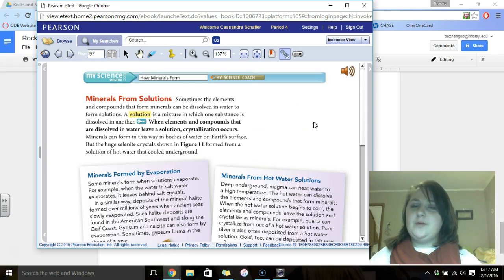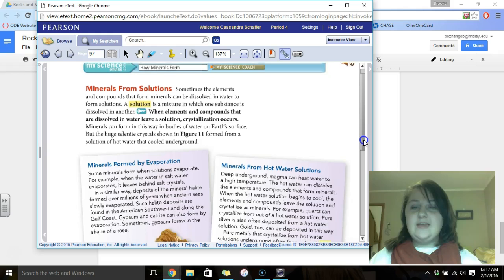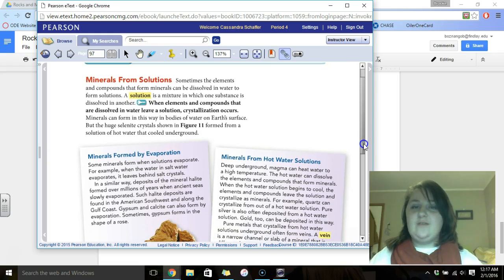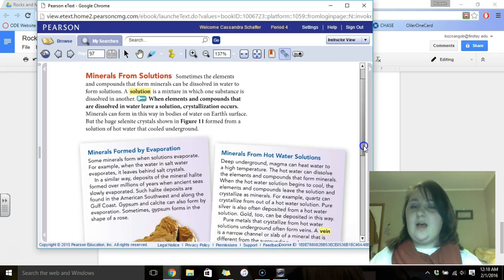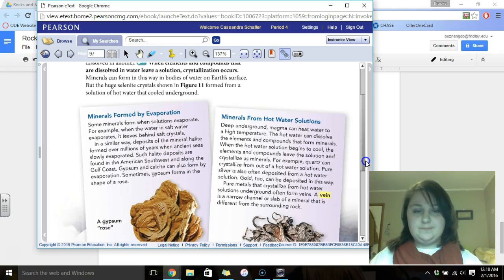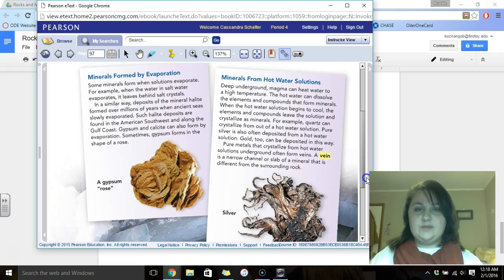Minerals can form in this way in bodies of water on Earth's surface. But the huge selenite crystals found in Figure 11 formed from a solution of hot water that was cooled underground. So, I'm not really going to touch on these.